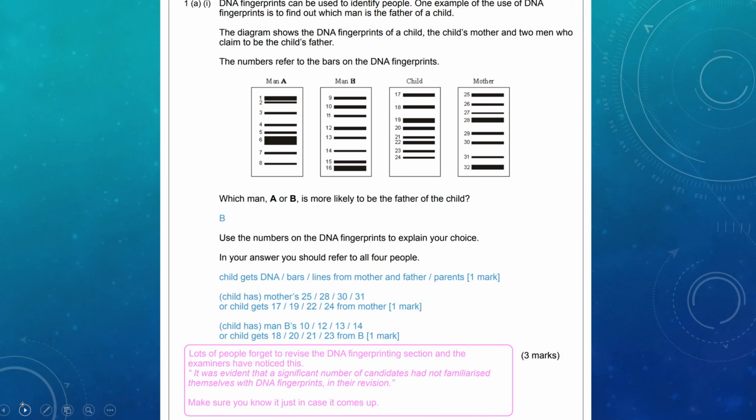For the second part, the man that's more likely to be the father of the child is man B. And the reason why, the child here gets their bars or lines from both their mother and their father, or you could say parents. That will get you one mark. So the child has the mother's bars from 25, 28, 30 and 31, so we can see where they line up. And it also gets the bars from man B, 10, 12, 13, and 14. Lots of people forget to revise the DNA fingerprinting section, and examiners have noticed this. So make sure you know this just in case it comes up.